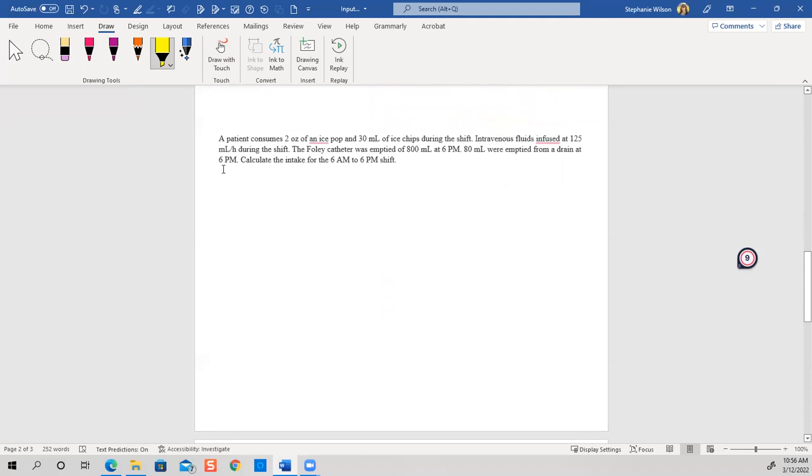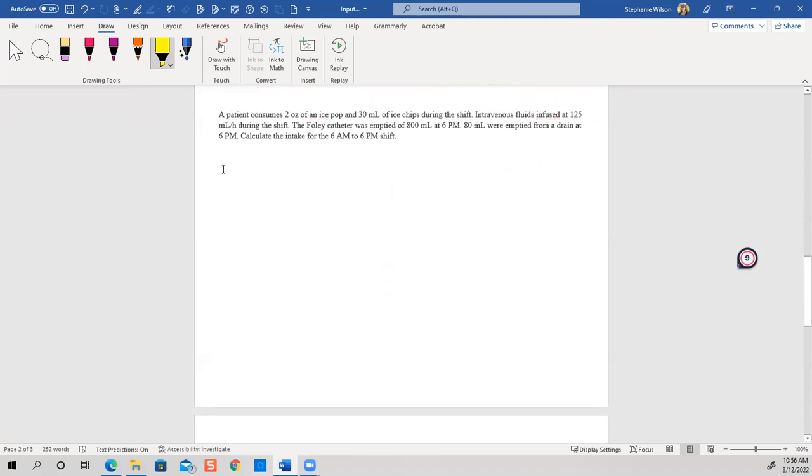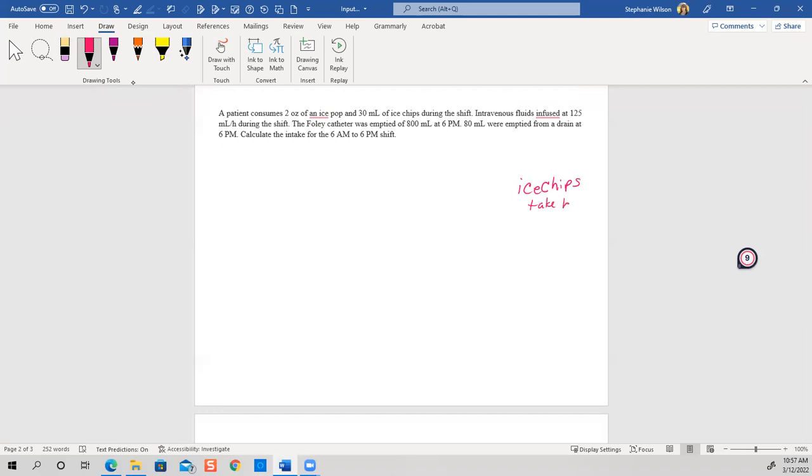Okay. All right, now our last one. So we talked about IV infusions. What if we're talking about just strictly a liquid diet? Whenever we talk about ice chips, and this is just a side note over here, ice chips, we always take half. Why? Because if you put ice chips in a cup, a glass, a bowl, whatever it is, in the container, when it melts, it becomes half the volume. I mean, it changes, right? Because it goes from solid to liquid.